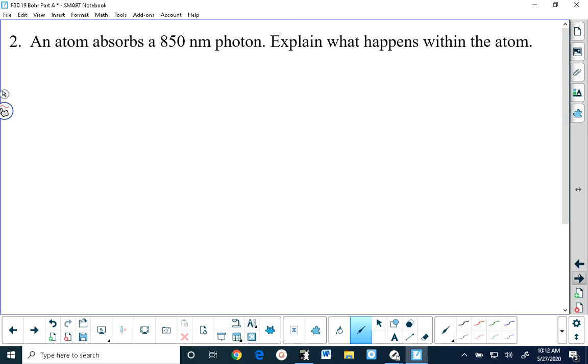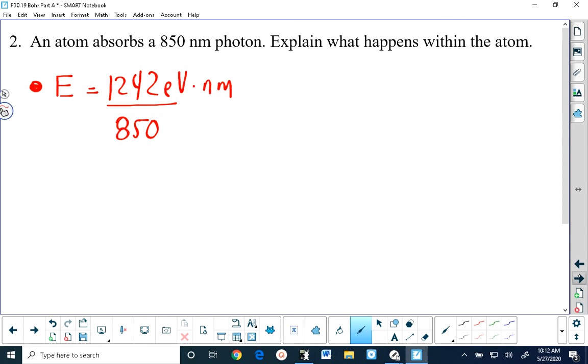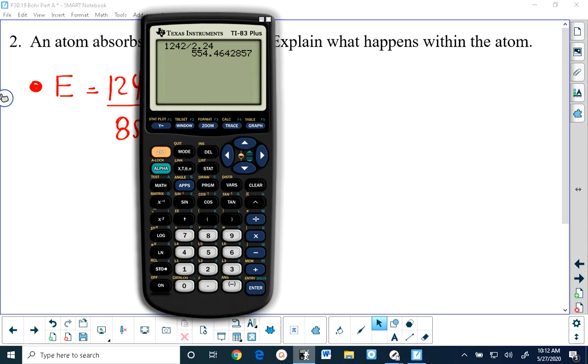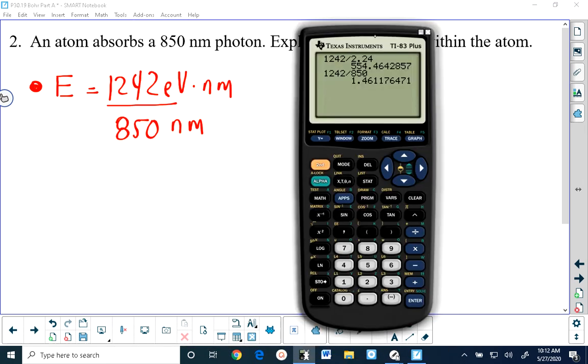Number 2, an atom absorbs an 850 nanometer photon. Explain what happens within the atom. Well, the first thing I would like to do is find the energy of that photon by taking 1242 divided by 850. This will be electron volt nanometers divided by nanometers. By the way, 850 is infrared. We get 1.46 electron volts.